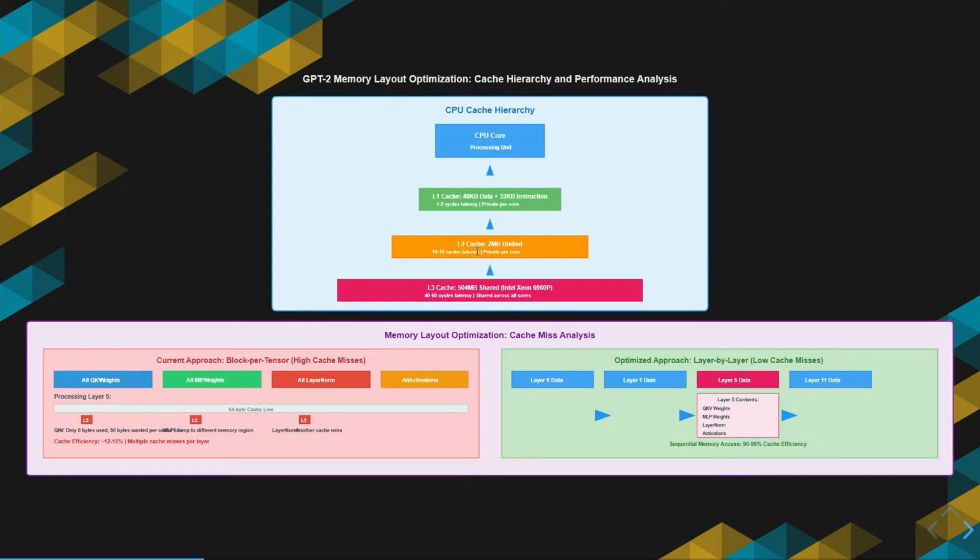So now let's look at the bottom section with the blocks-per-tensor approach to process a single layer. The CPU has to jump all over main memory.